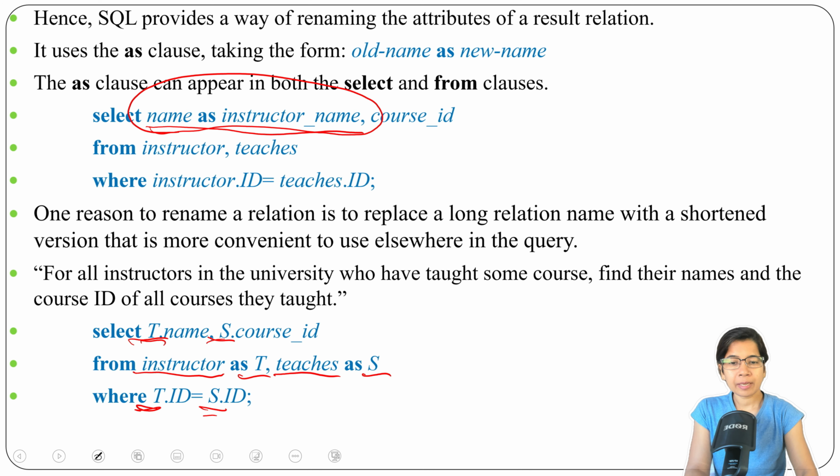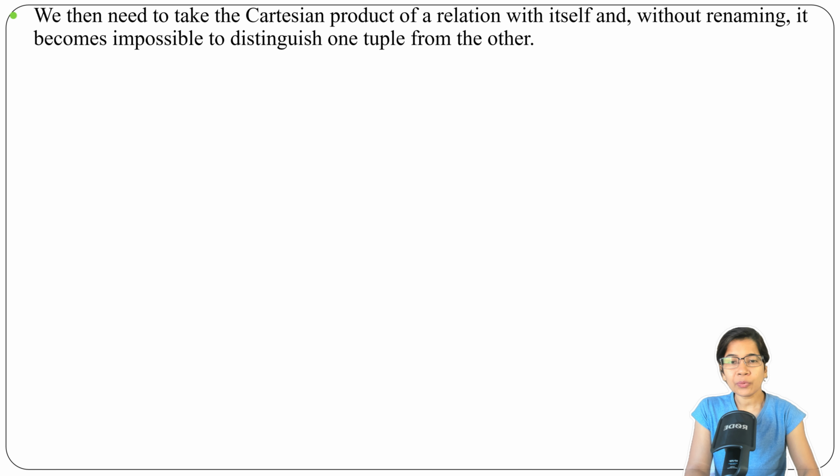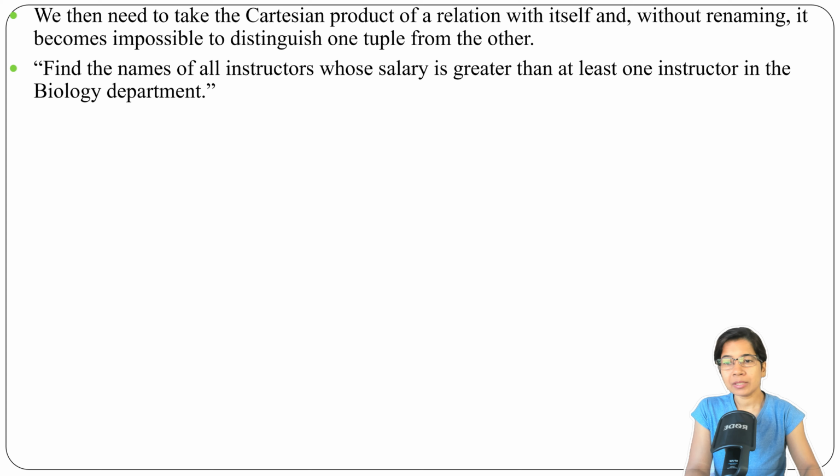One reason to rename a relation is to replace a long relation name with a shorter and more convenient version that we can use in the query. So here instructor we replace as T and teaches we replace as S. So rather than instructor and teaches, T and S are more convenient. Another reason to rename is that it helps in comparison. When we are doing a Cartesian product, it will be easy to distinguish if we rename. Without rename, it's too difficult.